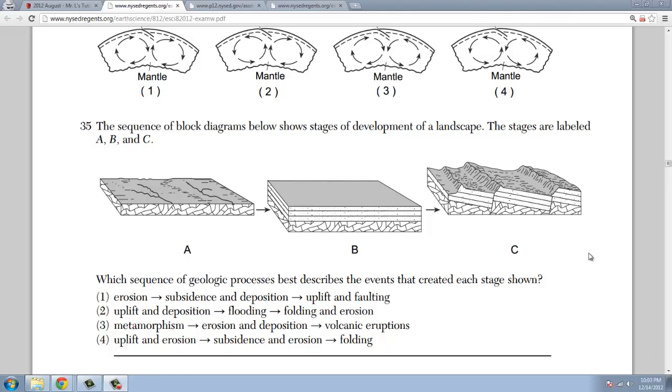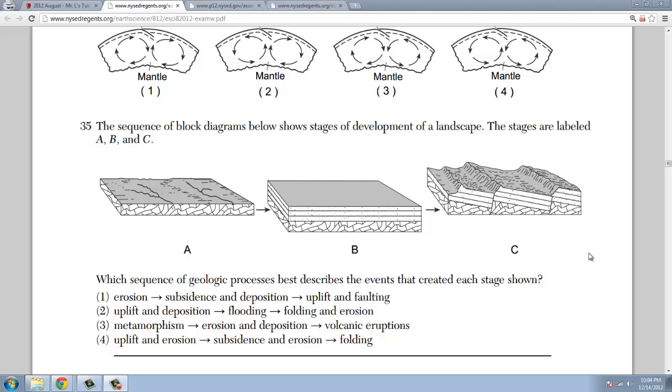Number 35. The sequence of block diagrams below shows stages of development of a landscape. The stages are labeled A, B, and C. So basically they're telling you this is what happened, and it started as A, then it went to B, and then it went to C, probably over thousands, millions of years. Which sequence of geologic processes best describes the events that created the stage shown?